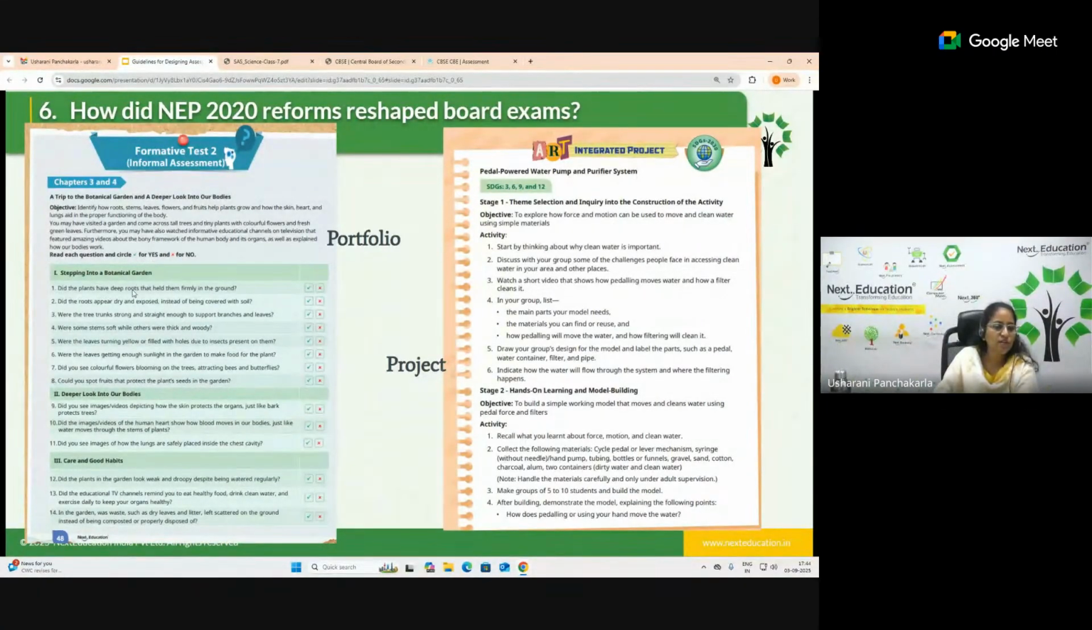Did the plants have deep roots that held them firmly in the ground? So here he has completed the topic of getting to know plants, and prior to that something on organ systems, and even about caring and good habits. That is where the entire formative assessment 2, which covers the 2 chapters, is being discussed. So the student will not feel monotony, and he would obviously be interested in doing it, and that is where you can exchange it, and peer assessment will also happen.